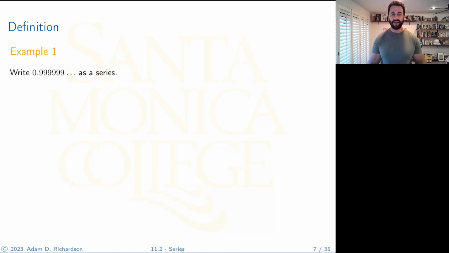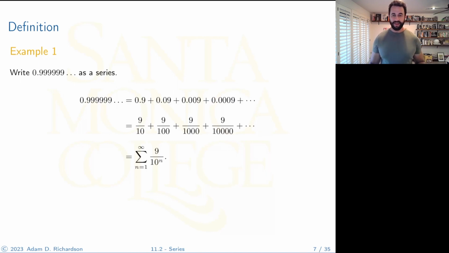Let's write 0.9999999 dot dot dot as a series. Here we go. We can split it up and we can write it as the sum of a bunch of terms. So you've probably seen this before, 0.9 plus 0.09 plus 0.009 plus 0.0009. Add all those up and you get 0.9999999, right?